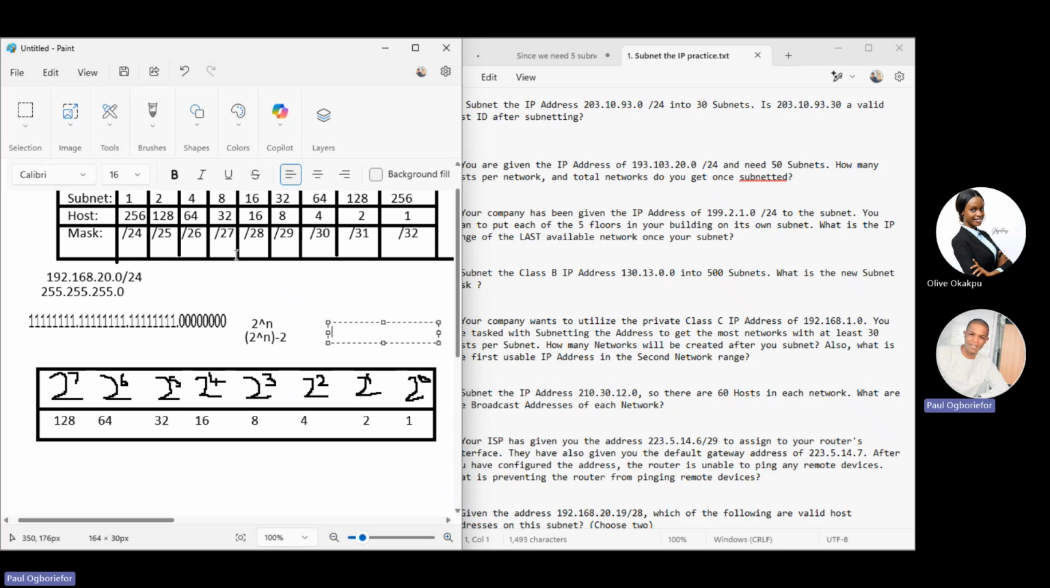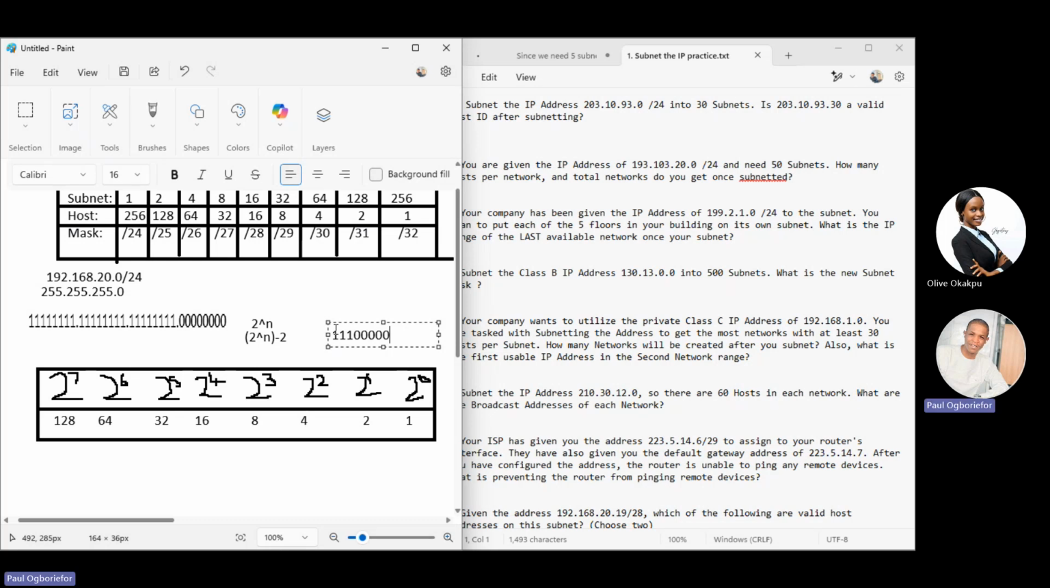So if you are picking 24, that means you are not borrowing anything. Right? Yes. If you are picking 25, you are borrowing 1. If you are picking 26, you are borrowing 2. If you are picking 27, you are borrowing 3. So we now have it as 111 00000. That is 5 zeros, right? Yes.